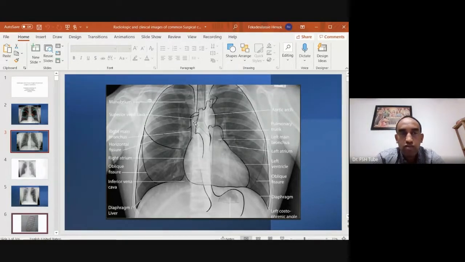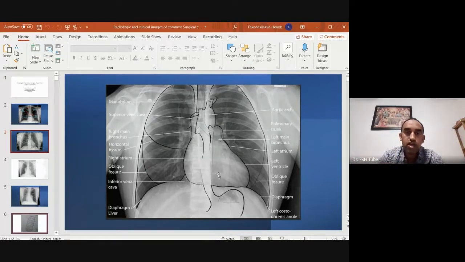Here you have the superior vena cava. The superior vena cava comes and empties into the right atrium. So this is the area of the right atrium, okay? This is the right atrium. This is the area of the right ventricle, and this is the area of the left ventricle. Below this is the left ventricle and the apex, okay? And this area represents the left atrium. So this is a two-dimensional view, because the heart is a three-dimensional structure. It's not two-dimensional as you see it here.